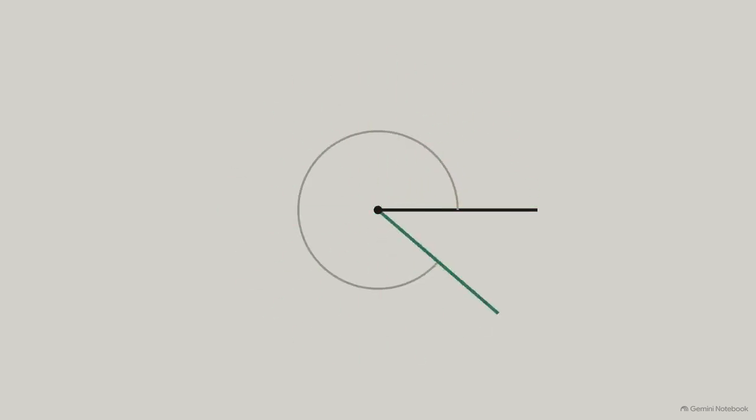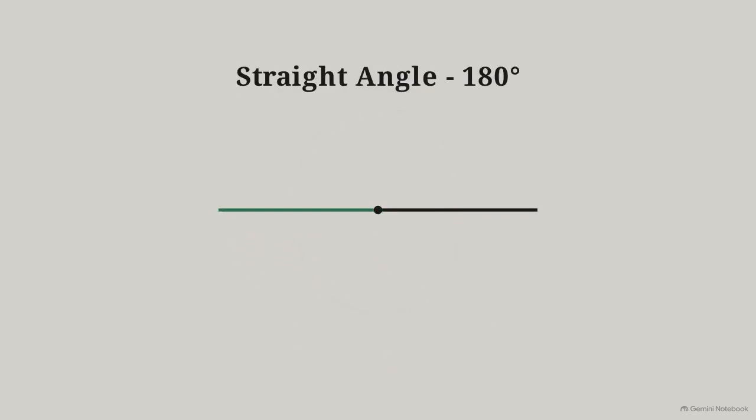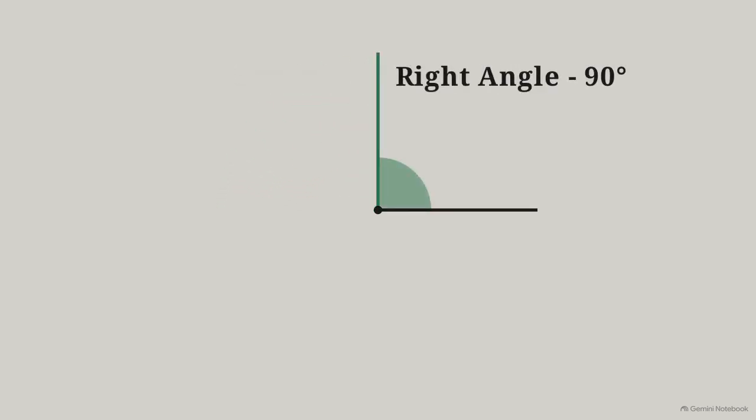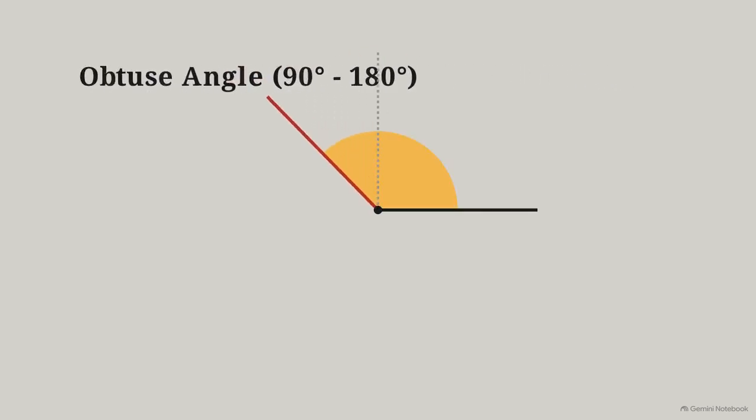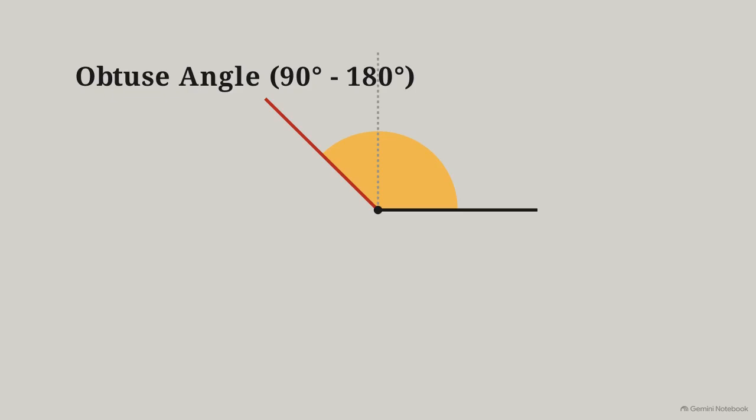A full circular turn is 360 degrees. Half of that turn creates a 180-degree straight angle, looking like a flat line. A quarter turn creates a 90-degree right angle, the shape of an L. We use the 90-degree right angle as our reference boundary. An acute angle is sharper, measuring less than 90 degrees. An obtuse angle is blunter, measuring between 90 and 180 degrees.